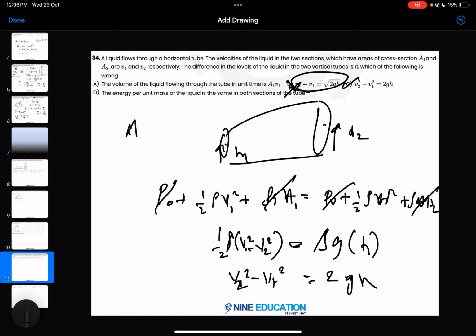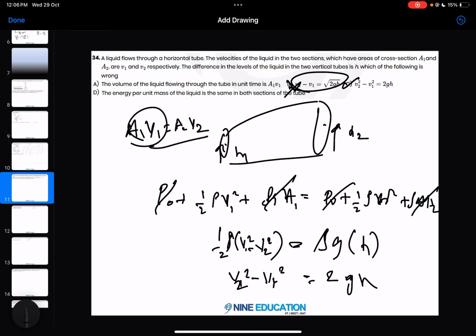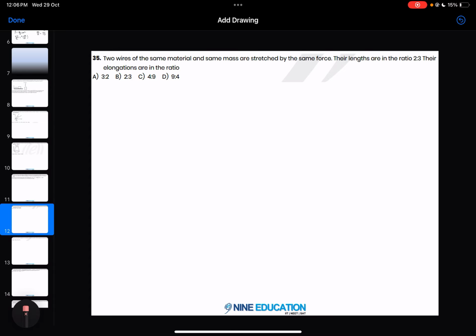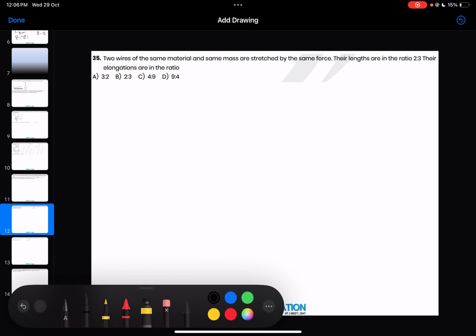And option A, A1 V1 equals A2 V2, the equation of continuity. He's saying the volume flow per unit time is A1 V1, which is correct, and energy per unit mass. So from Bernoulli we know that energy per unit volume is same. So since density of the liquid is not going to change, energy per unit mass is also going to remain constant.